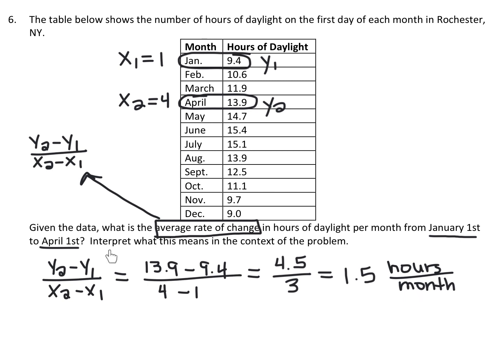Now, it does say to interpret what this means in the context of the problem. All right, well, since this is a positive number, what it means is the number of hours of daylight is increasing, right, because it's positive, by 1.5 hours per month, and you need to somewhere say on average. I like to kind of phrase that somewhere in the middle of the sentence. All right, so let me write that out.